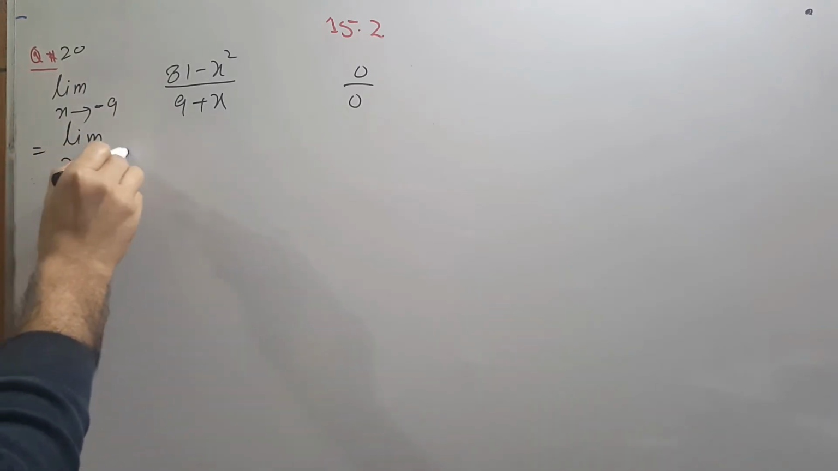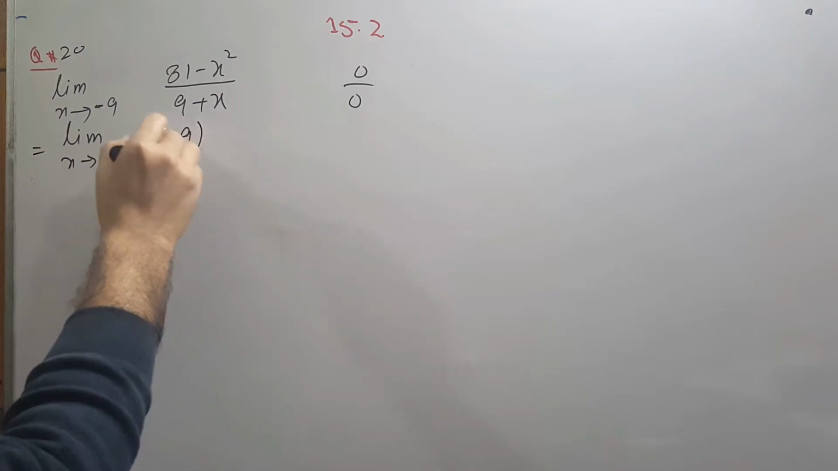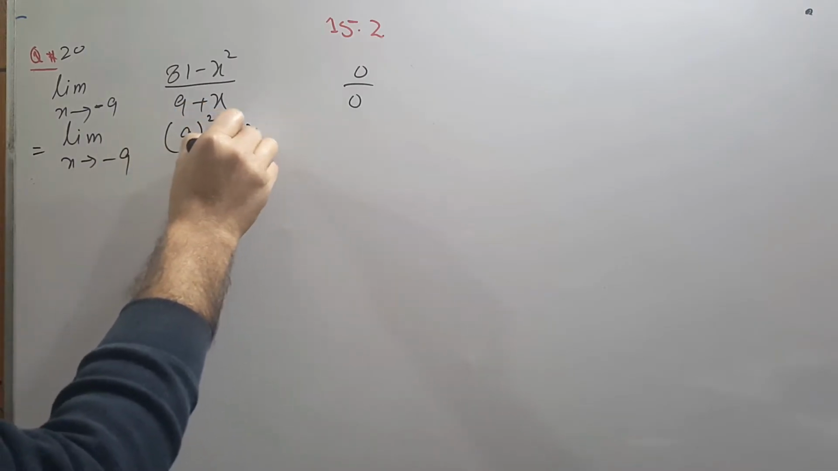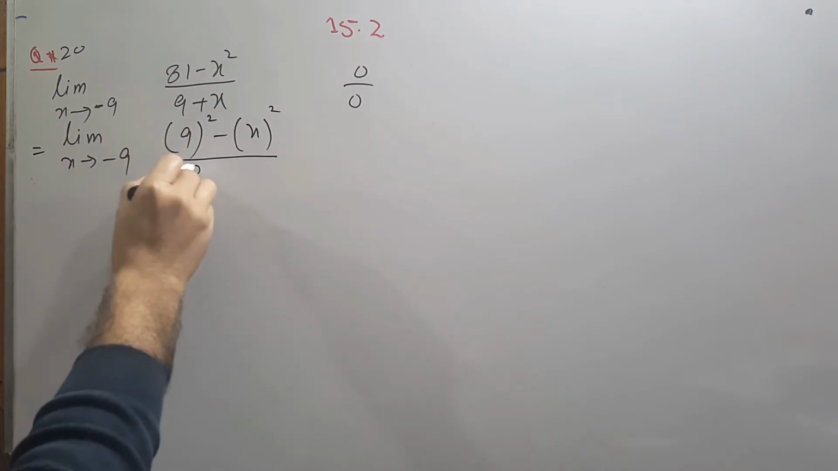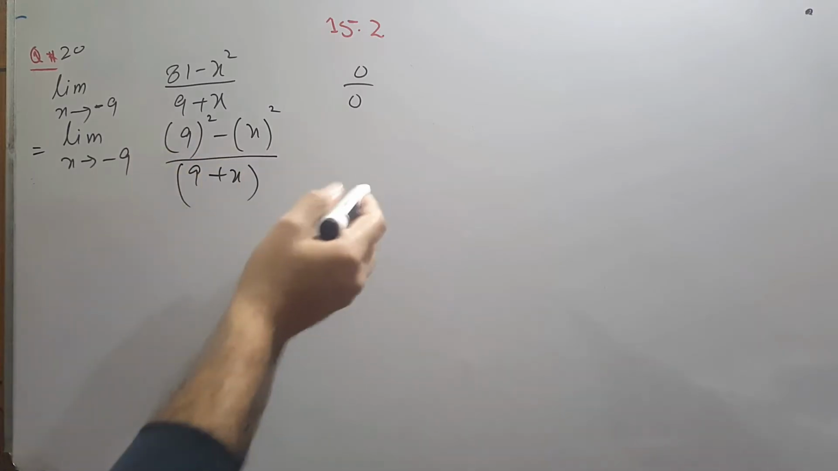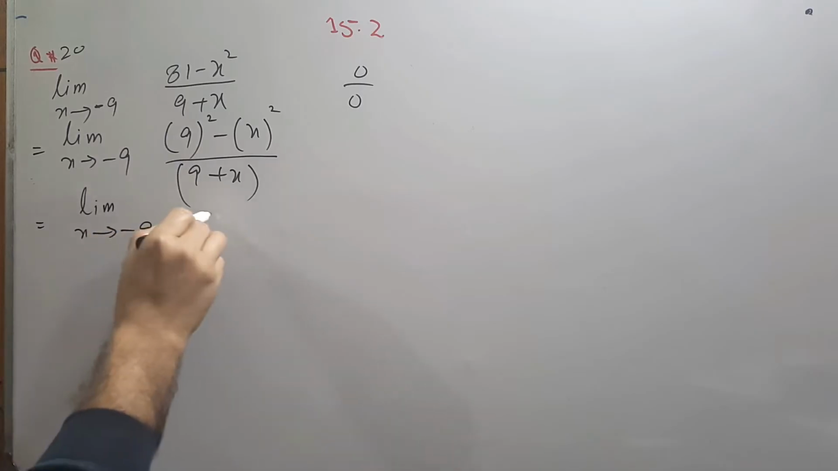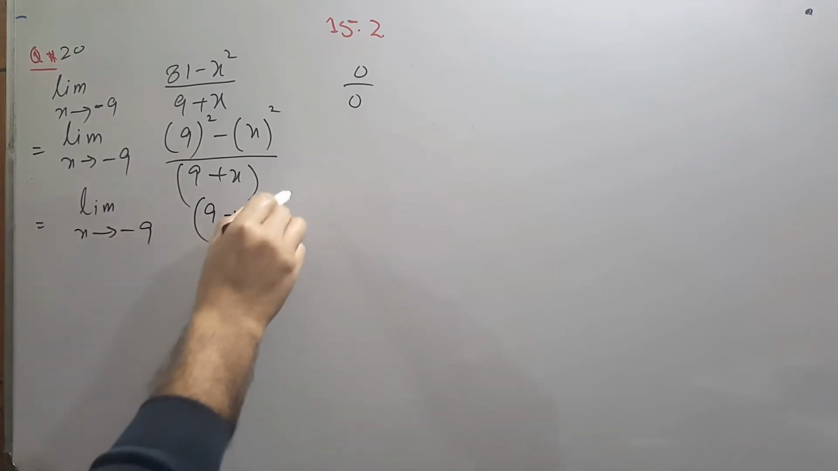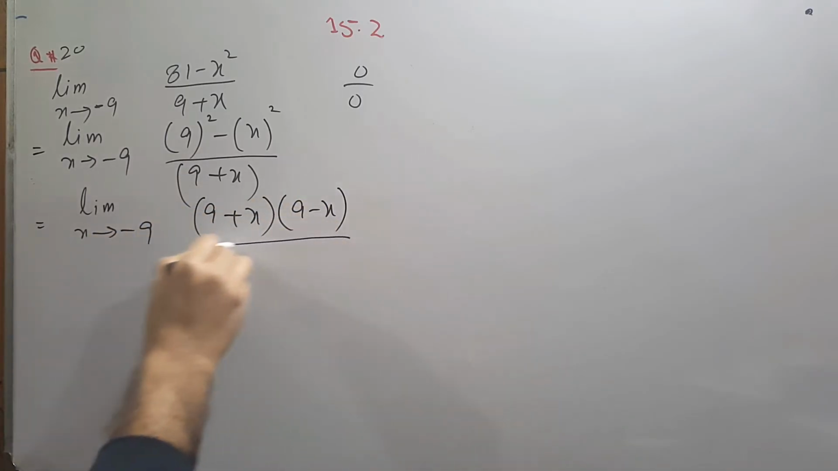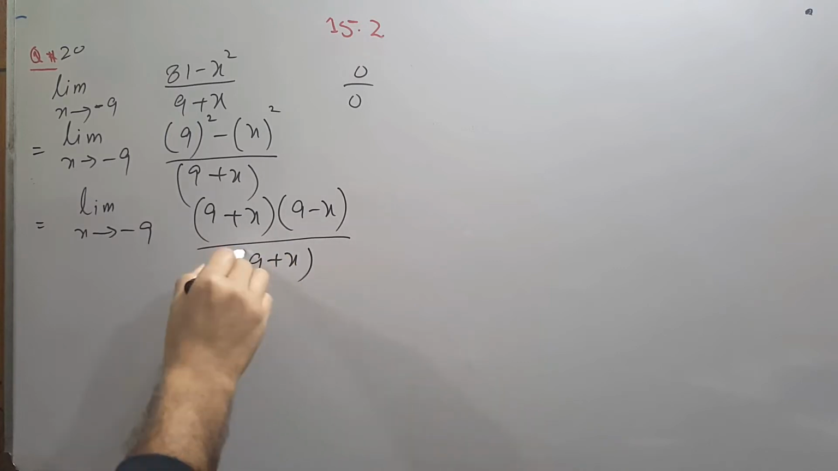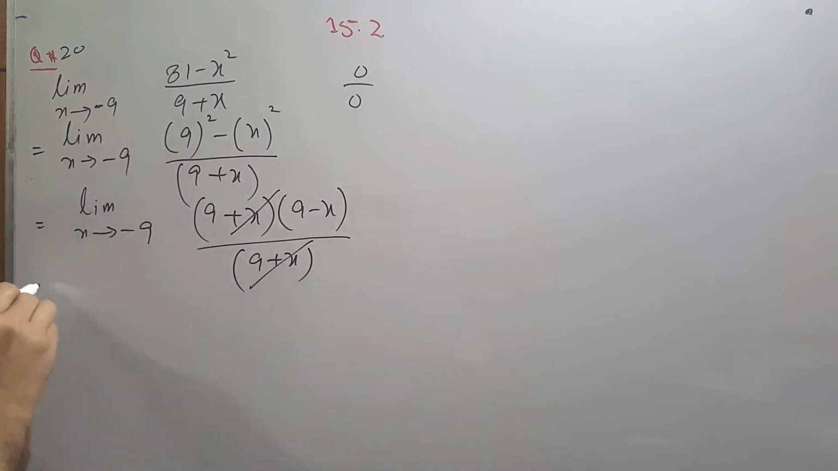So we can write this as a square of 9 and a square of x. Again, according to the formula, this would be 9 plus x and 9 minus x, and 9 plus x in the denominator. So this will cancel this one.